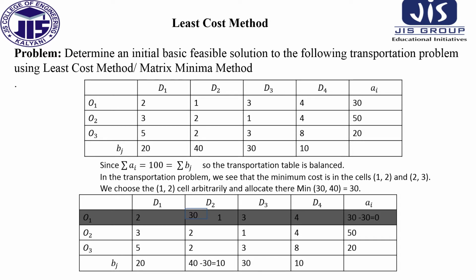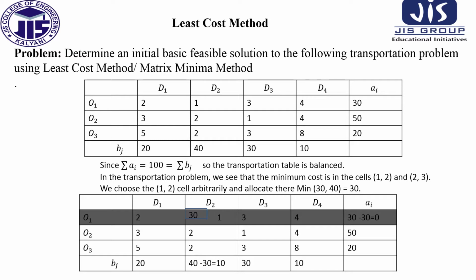The problem is to determine an initial basic feasible solution to the following transportation problem using least cost method or matrix minima method. This is one table. First, as I discussed in my previous class, before applying the initial basic feasible solution, we have to check whether the transportation table is balanced or not. Here summation of Ai equals 30 plus 50 plus 20, which is 100, and summation of Bj equals 20 plus 40 plus 30 plus 10, that is also 100. So this is a balanced transportation table, and we can apply the least cost method here.